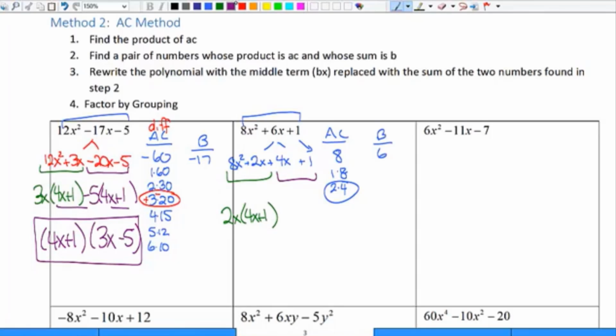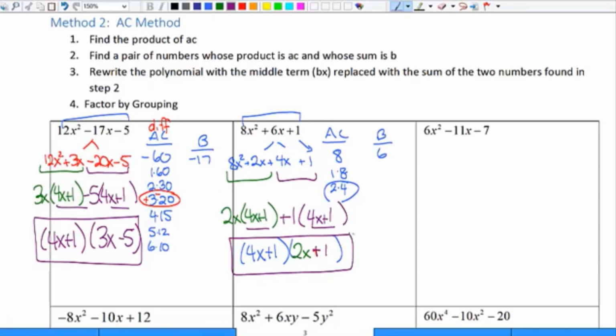On the purple group, there's not really much to factor out here. In grouping, you're required to factor something out, so if you can't factor anything out, you need to put a 1. Are the two parentheses the same? They sure are. So I have 4x plus 1, and then I have 2x from the green group, plus 1 from the purple group, and that's my final answer.